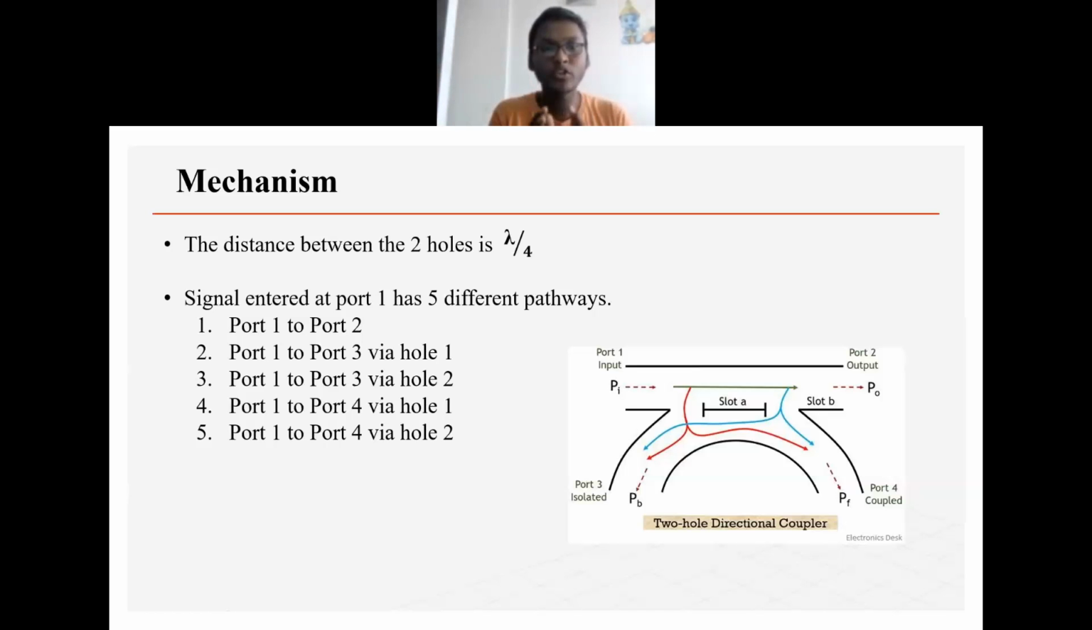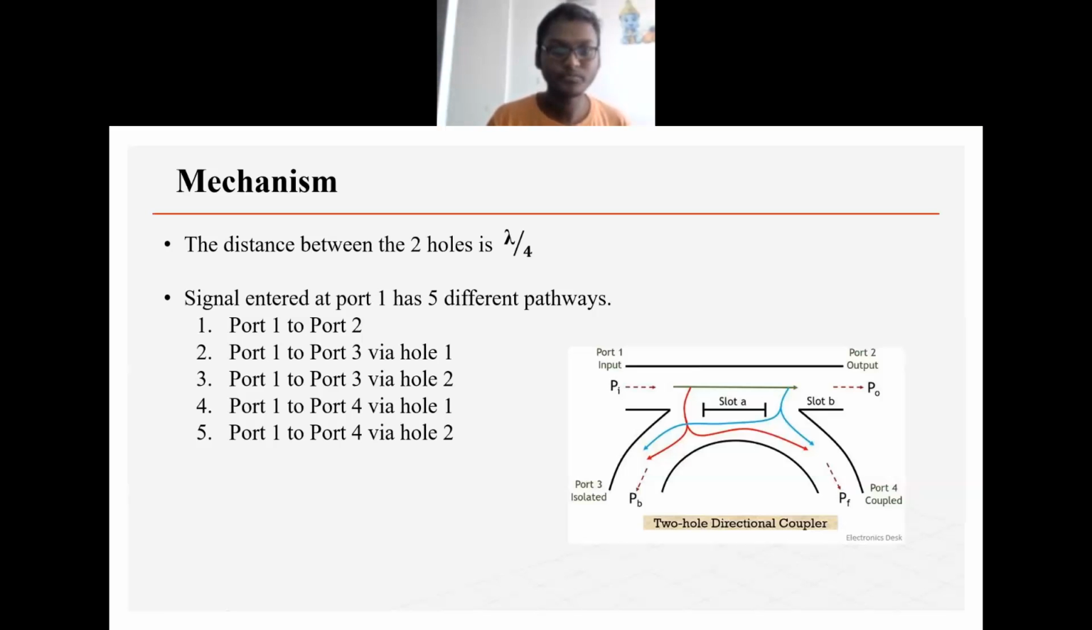The signal accumulated at port 3 has a path difference of lambda by 2, because the signal at port 3 has two major signals, the red one and the blue one. The blue signal, which enters via the second hole, will have a path difference of lambda by 2 compared to the red signal. So this path difference will create interference between the two signals entering port 3, and the signals entering port 4 have a path difference of 0, so their interference is going to be created.